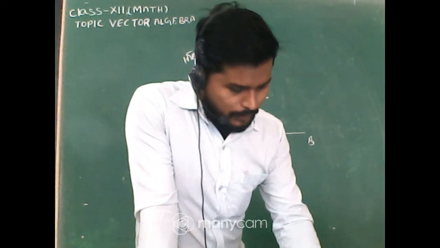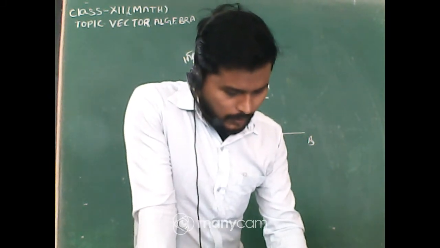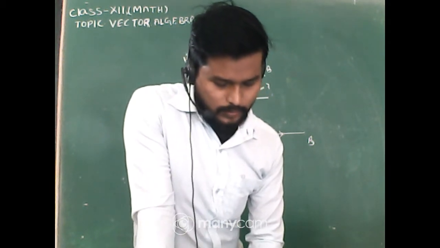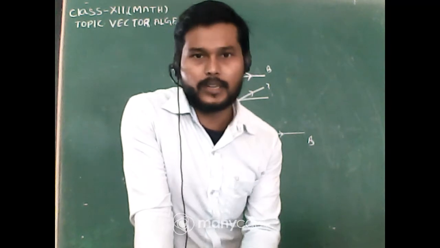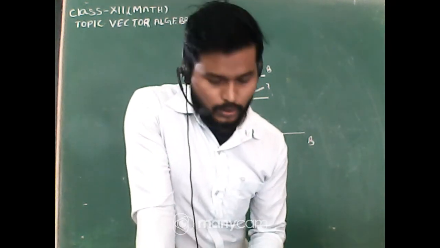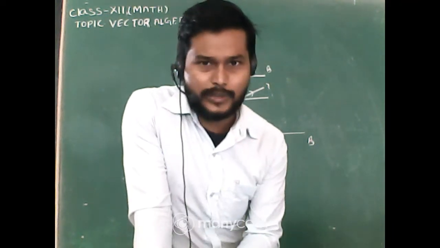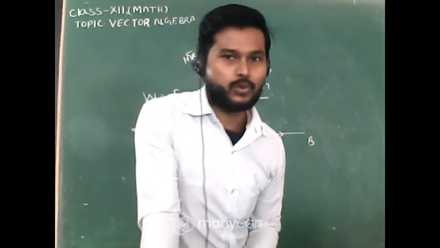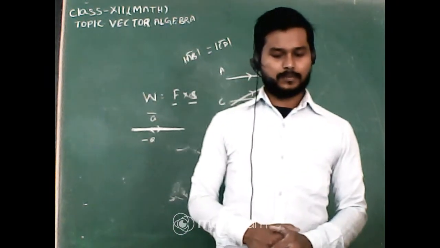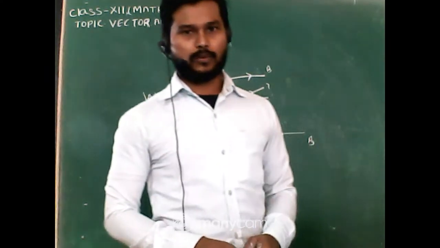Question number 4. Two collinear vectors having the same magnitude are equal. So it will be a true statement. If two vectors are collinear and they have the same magnitude, they will be equal to each other. So the last statement is true. We have discussed the exercise problems of 10.1.